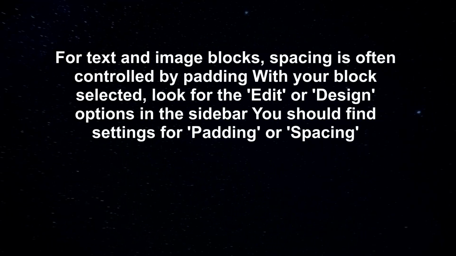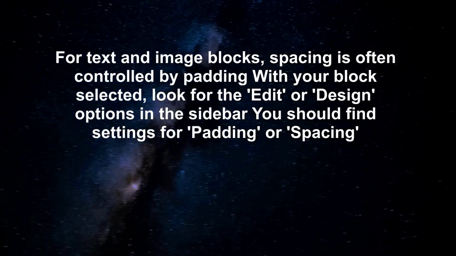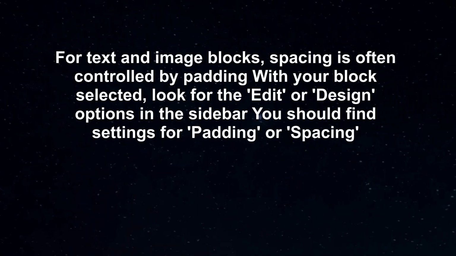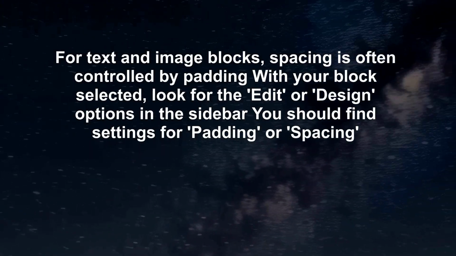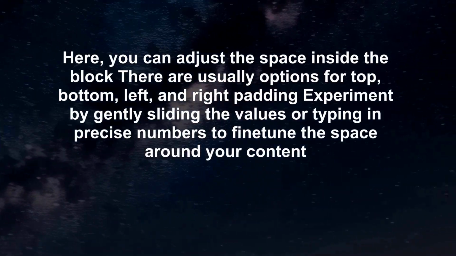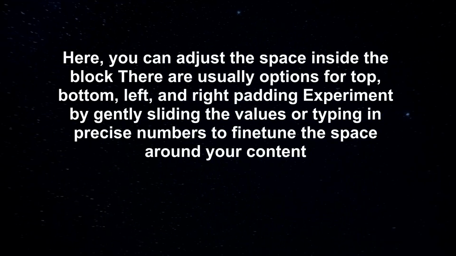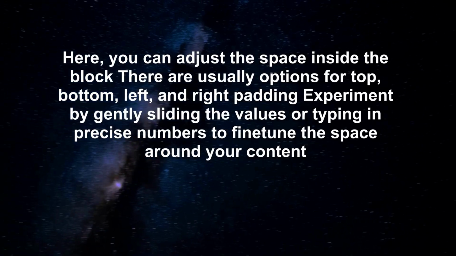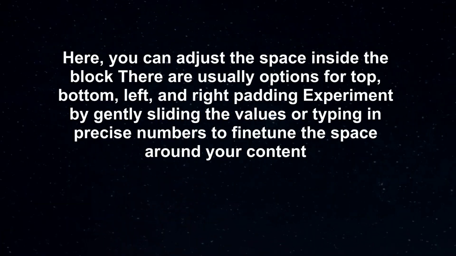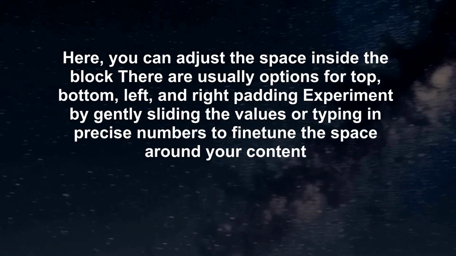For text and image blocks, spacing is often controlled by padding with your block selected. Look for the Edit or Design options in the sidebar. You should find settings for padding or spacing. Here, you can adjust the space inside the block. There are usually options for top, bottom, left, and right padding. Experiment by gently sliding the values or typing in precise numbers to fine-tune the space around your content.